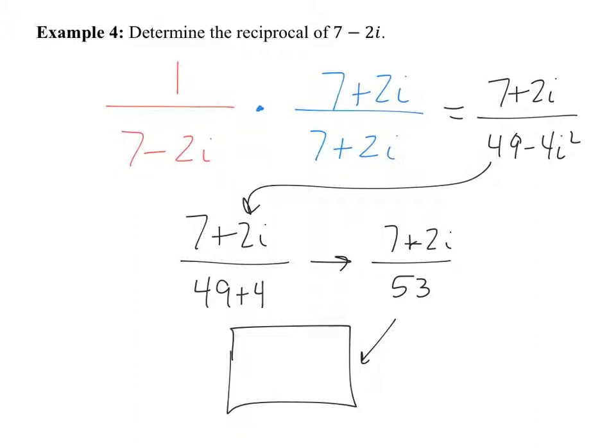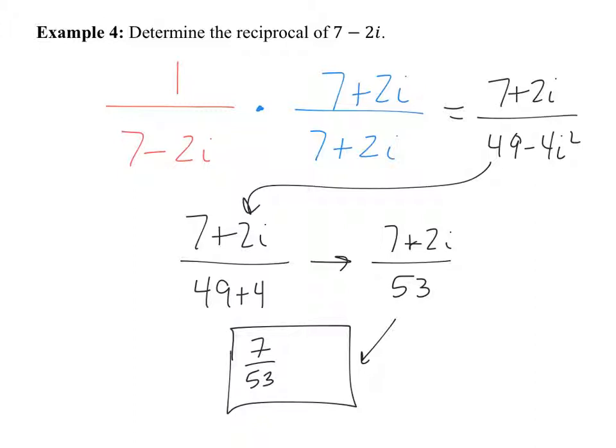If I wanted to write my final answer in what's called a plus bi form, how would I write it for this one? The last one was easy. It was 1/2 minus 1/2 i. Those reduce. How about this? Does 7 and 53 reduce at all? 7 and 53, do those reduce? Yes or no? No. So what do we do? Leave it. You write 7 53rds.